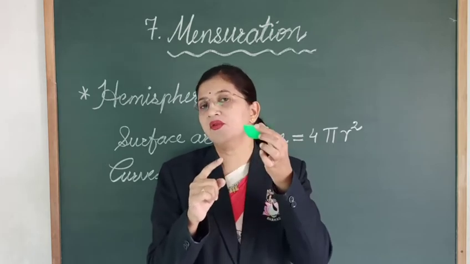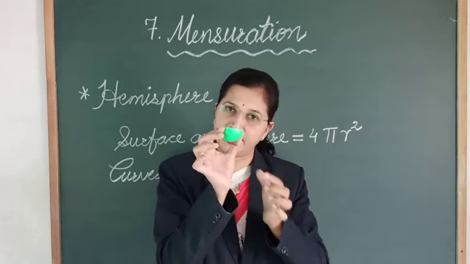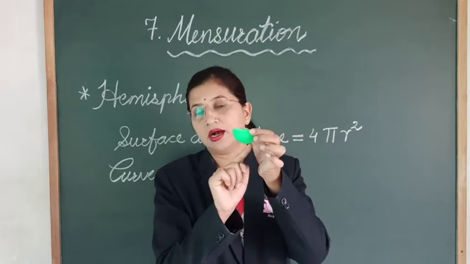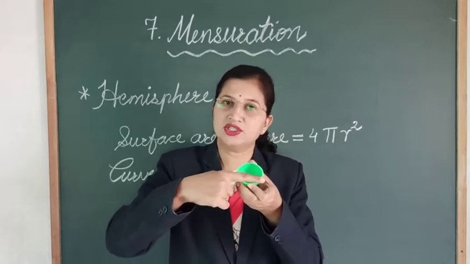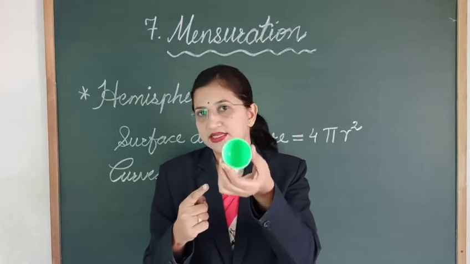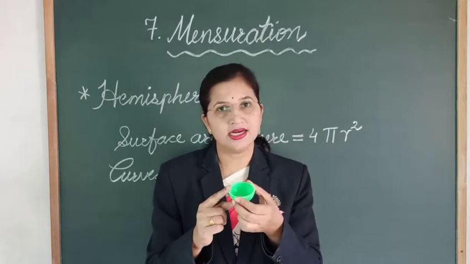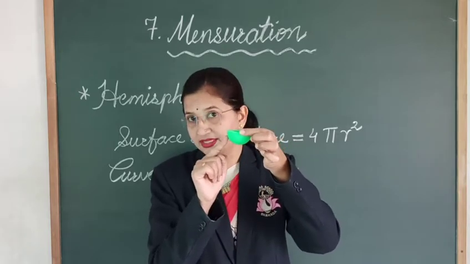So if you want to find out the total surface area of the hemisphere, first we have to find out the curved surface area of the hemisphere. Now this top area is circular, and we know its area, that is pi r square. But what about this curved surface area?